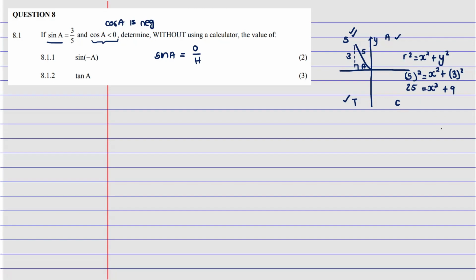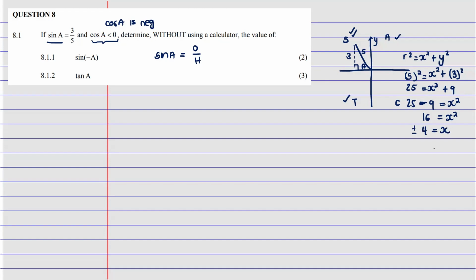So 25 is equal to x squared plus 9. We're going to take the 9 to the other side. So 25 minus 9 is equal to x squared, right? And therefore this is going to give us 16 equals x squared. Square root both sides. So that's going to be plus or minus 4 equals x.